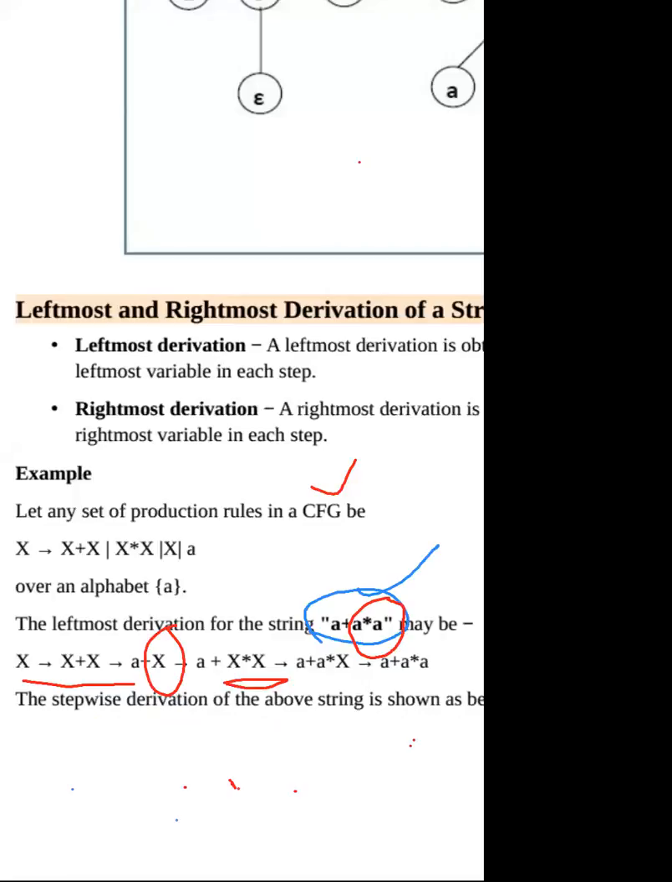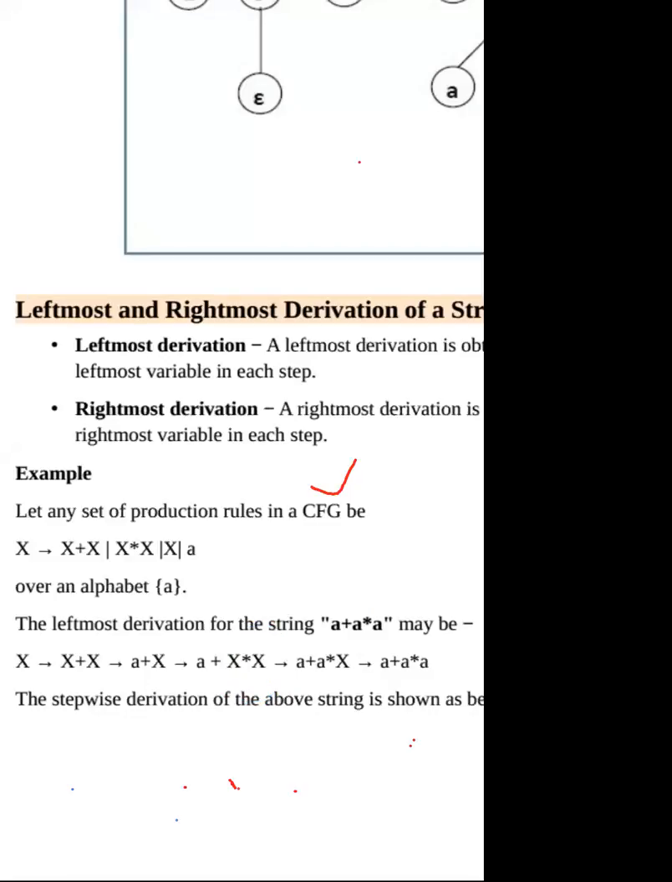To get just a into a, we replace this X by X into X. Now we have a plus X into X. Now again there is a question of leftmost or rightmost, because we have more than one non-terminal on the right hand side, X and X. So here, which one is leftmost?